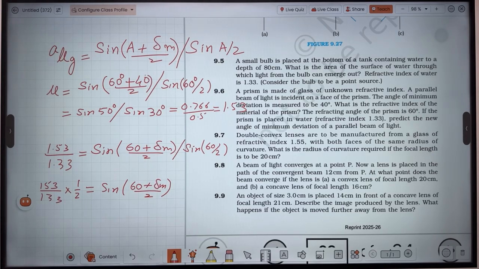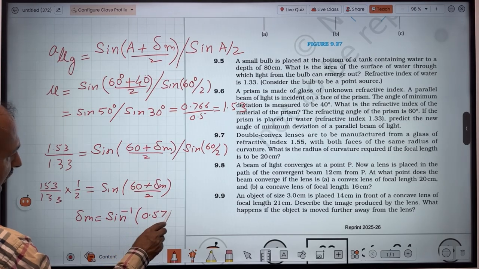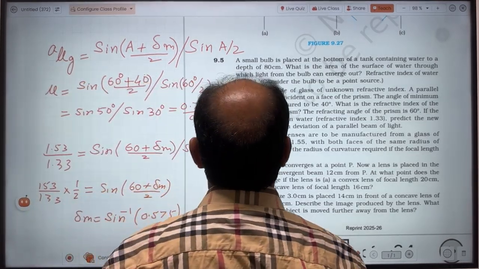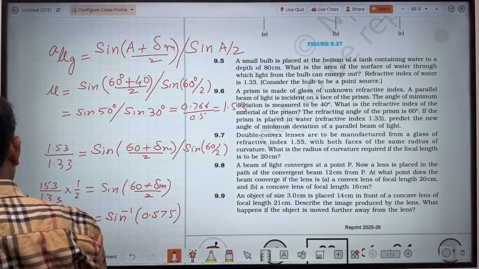So after simplification we will get delta m is equal to sine inverse and then 0.575. So the calculation is simple. You can use a calculator, or just calculate, and the thing is simple. So we have got the answer. Now consider the next question.